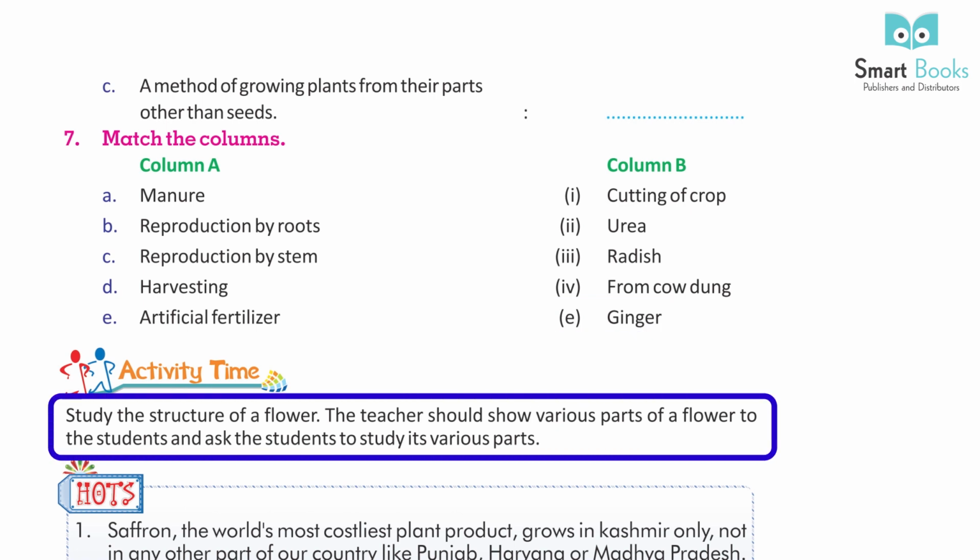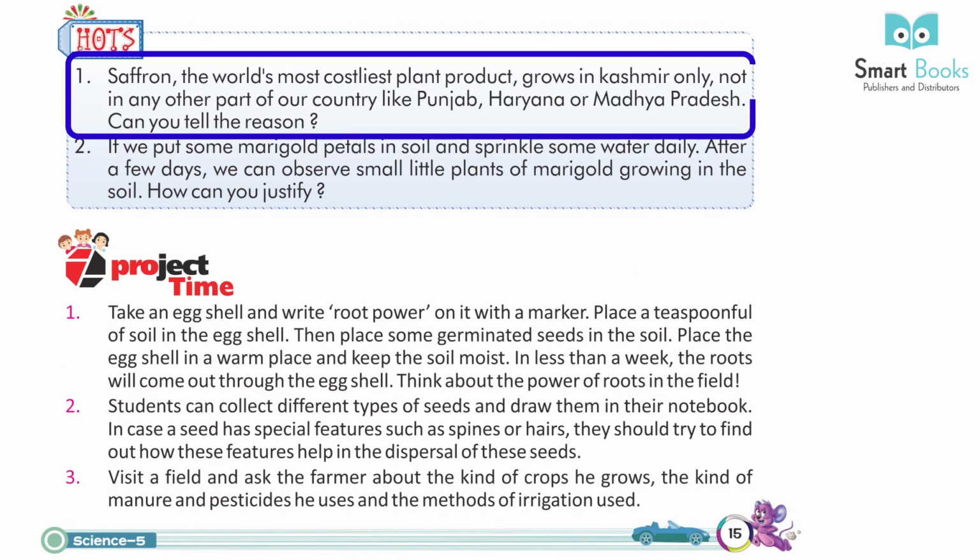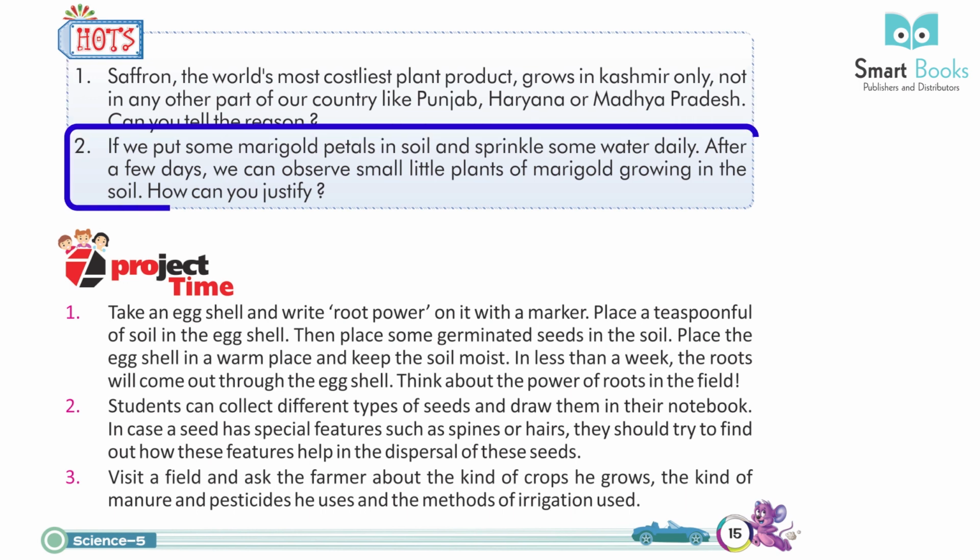Activity time. Study the structure of a flower. The teacher should show various parts of a flower to the students and ask the students to study its various parts. Herbs. 1. Saffron, the world's costliest plant product, grows in Kashmir only, not in any other part of our country like Punjab, Haryana or Madhya Pradesh. Can you tell the reason? 2. If we put some marigold petals in soil and sprinkle some water daily, after a few days we can observe small little plants of marigold growing in the soil.